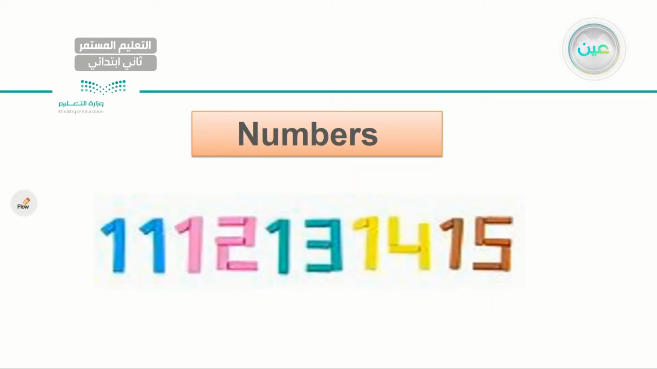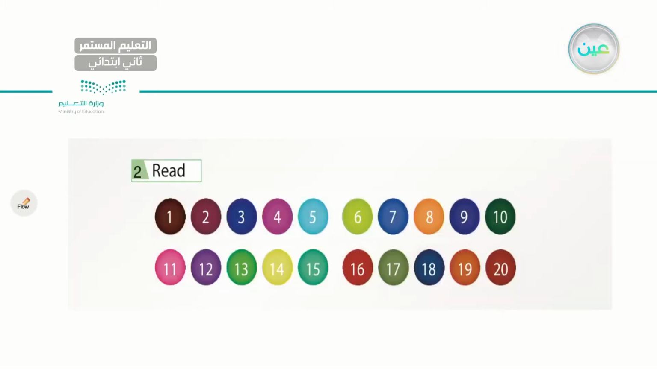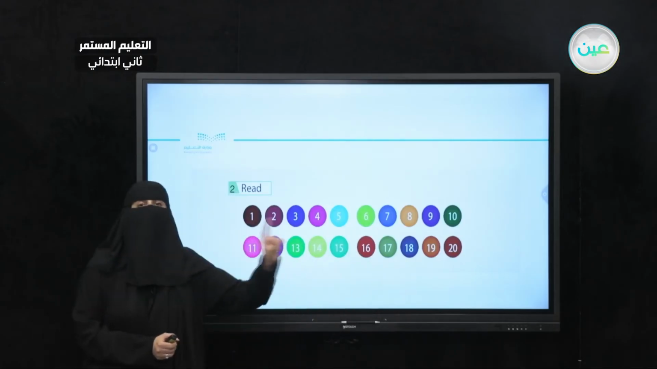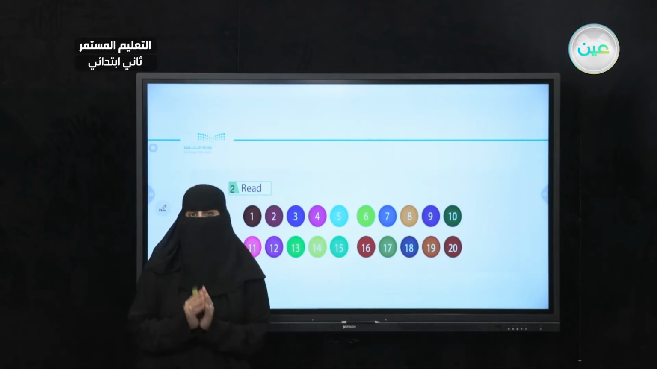Now let's take the other letters. 11, 12, 13, 14, 15. Very good. Now I have all the numbers starting from number 1 till number 20. And remember, you have this in your books at page 28.